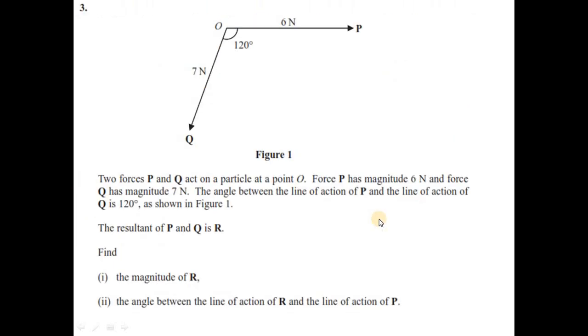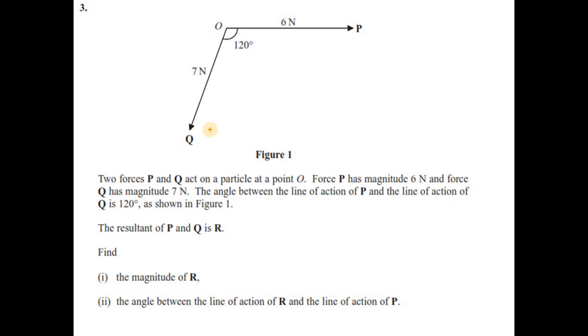Question number 3. Two forces P and Q act on a particle at point O. Force P has a magnitude of 6 Newton and force Q has a magnitude of 7 Newton. The angle between the line of action of P and the line of action of Q is 120 degrees, as shown in the figure. The resultant of P and Q is R. Find the magnitude of R. Okay, so these are two forces acting at point O, 6 and 7 Newton. The angle between P and Q is 120 degrees.